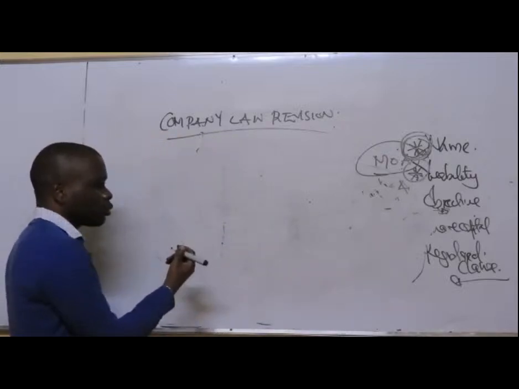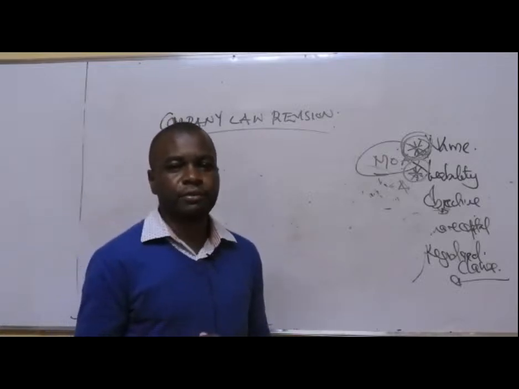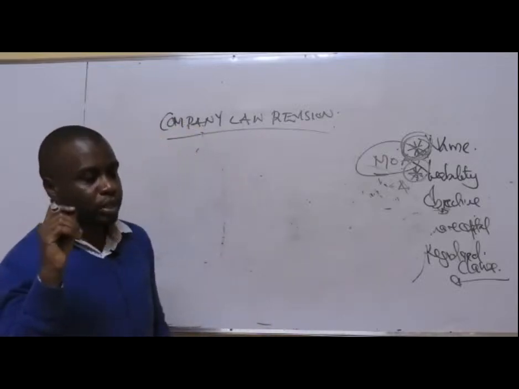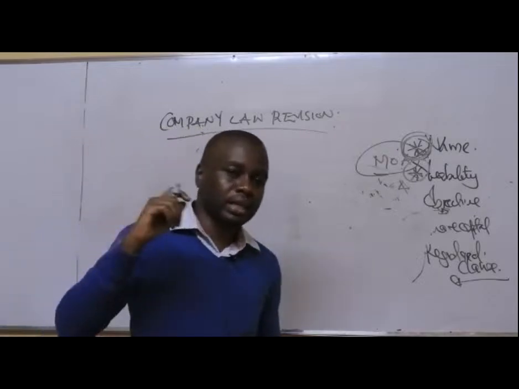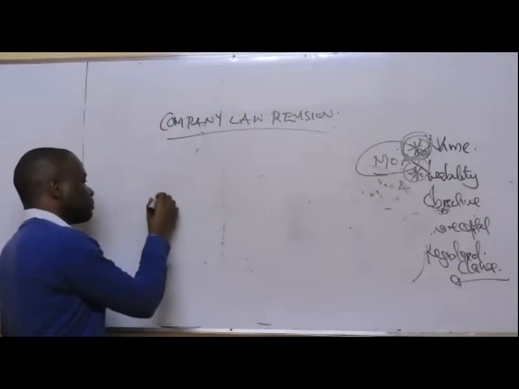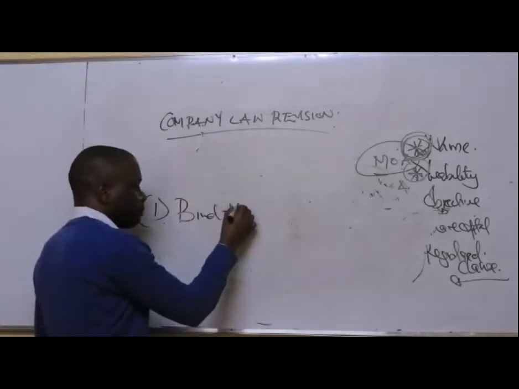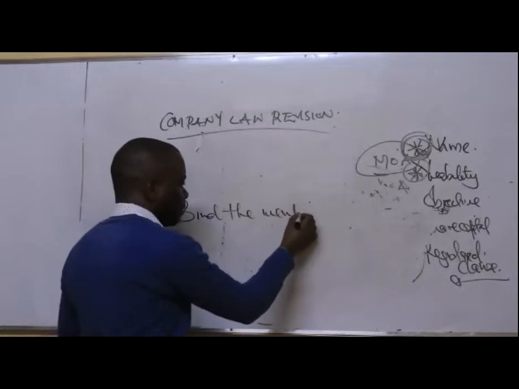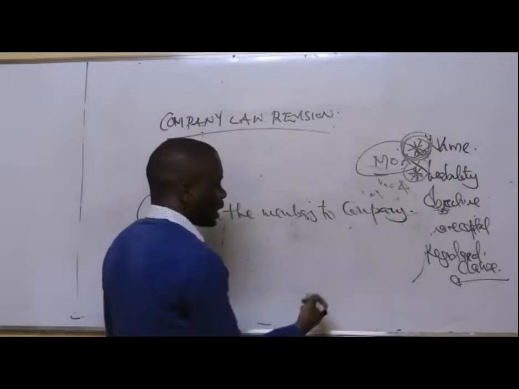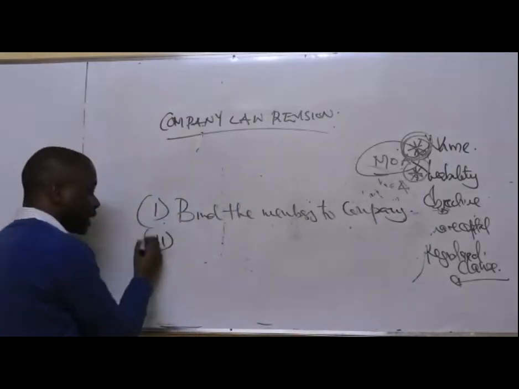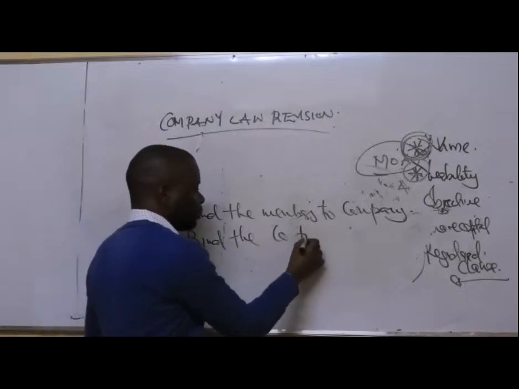So the legal effects, what actually happens in case you register your articles? Once you deposit them, what are the effects? These articles, once you deposit them in the register of companies, become rules governing the internal affairs of the company. Therefore, number one, these articles will bind the members to the company. Also, it will happen the other way around: the company will be bound to the members.